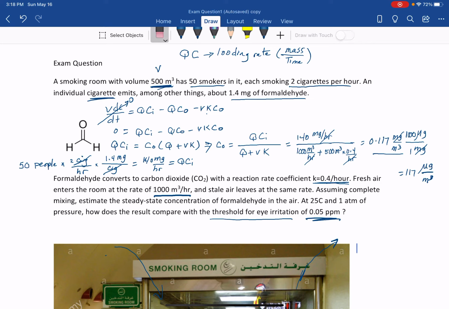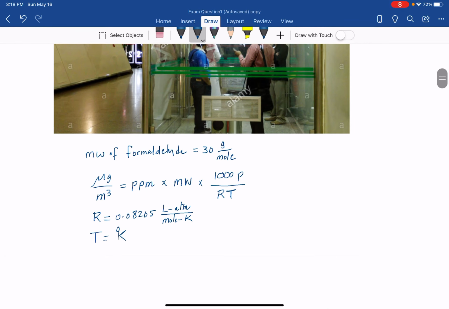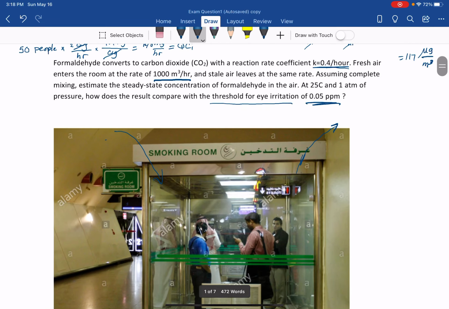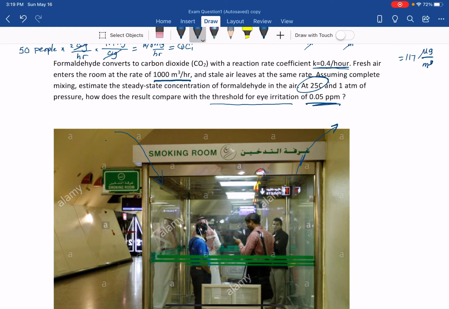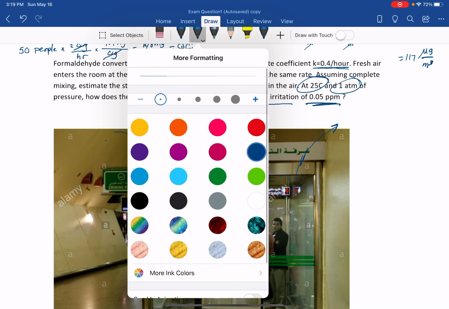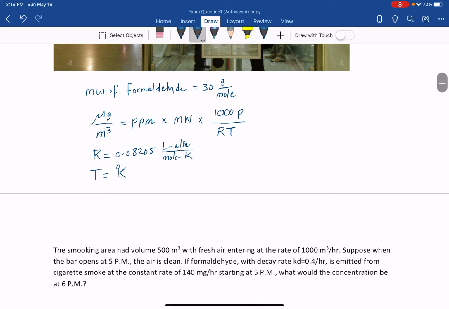Let's go and look for the equation from the class. Microgram per meter cubed is equal to ppm times molecular weight times 1,000 times P atmospheric, 1 atmosphere, the pressure, divided by RT. R is given and T should be in Kelvin. Remember that T was 25, and of course pressure, 1 atmosphere. So 25 plus 273 is 298 Kelvin. So we have everything here. So let's apply the equation.